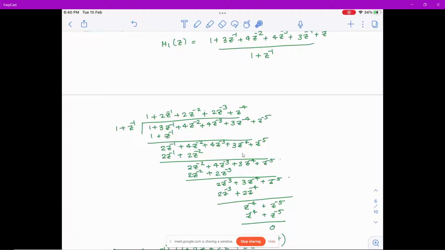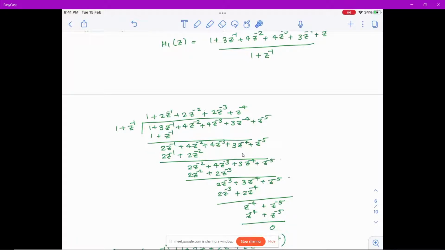Now, what you want to do is find out what value should be multiplied by the divisor so that the first term of the dividend will become 0. If you subtract that number multiplied by the divisor, the first term of the dividend will become 0. For example, if you multiply 1 with 1 plus z raised to minus 1, it will be 1 here plus some terms here. If you subtract this, this will become 0.